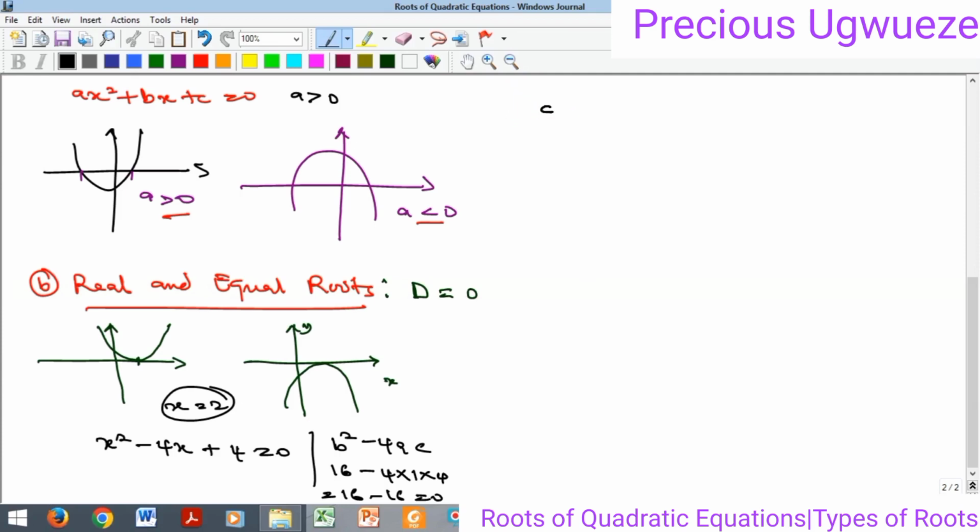Now what about the third? The third nature is when we have what we call complex roots.